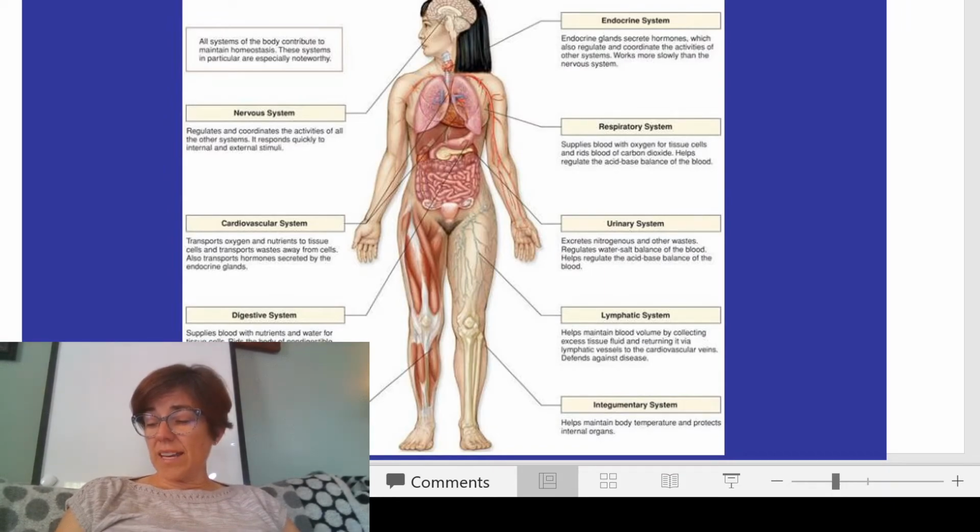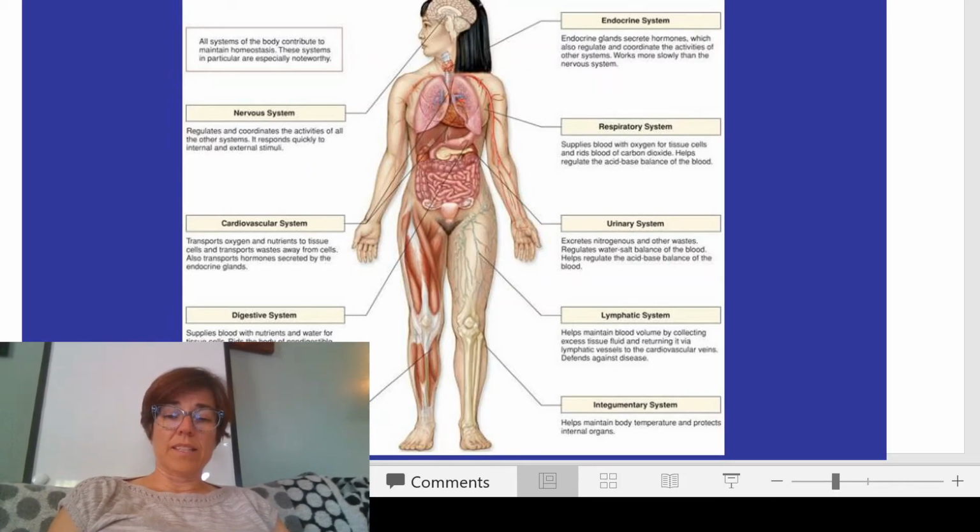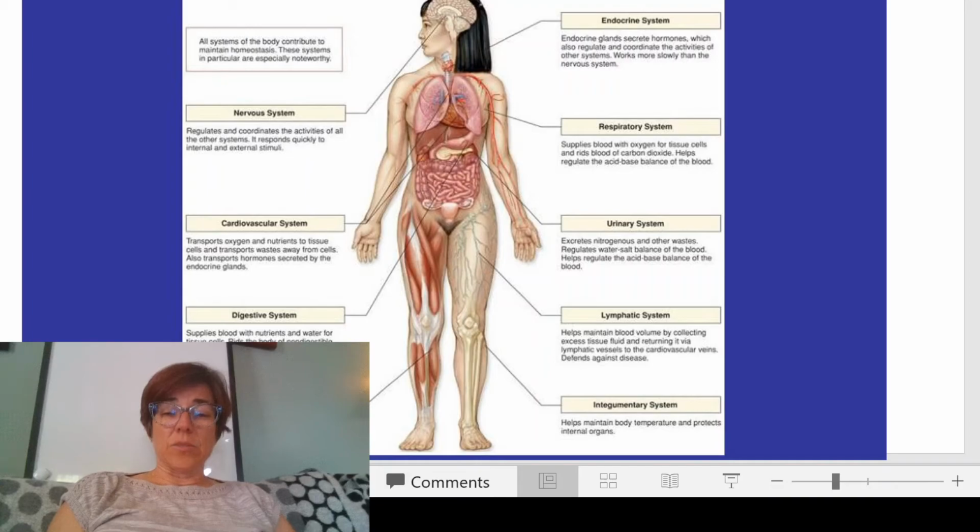The last slide is a definitive overview. It's very general, mentioning 9 of what we consider our 11 body systems. We've got the nervous system, the cardiovascular system, digestive system, muscular system, endocrine system, respiratory, urinary, lymphatic, and integumentary system.